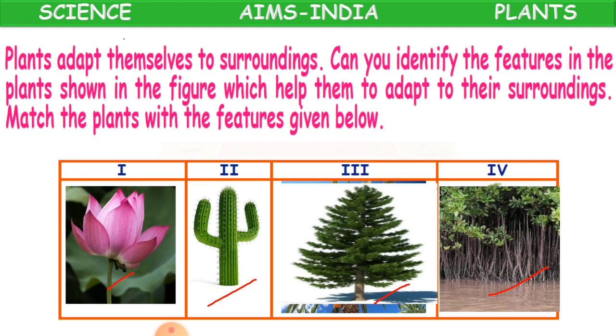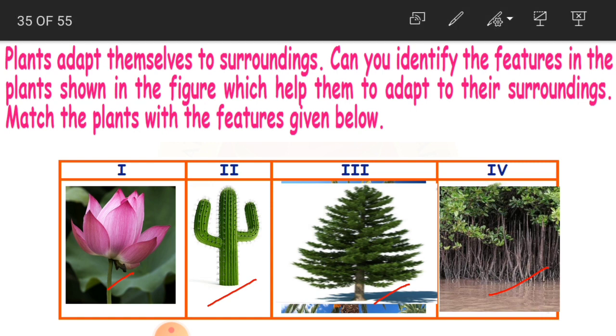First one, that is lotus, how is it? It has broad and wax coated leaves. So this becomes R. Okay children, this first one becomes R. Then second one, that is cactus. How is it? It has prickly spines, that is P. And the third one is needle shaped leaves, so it is S.